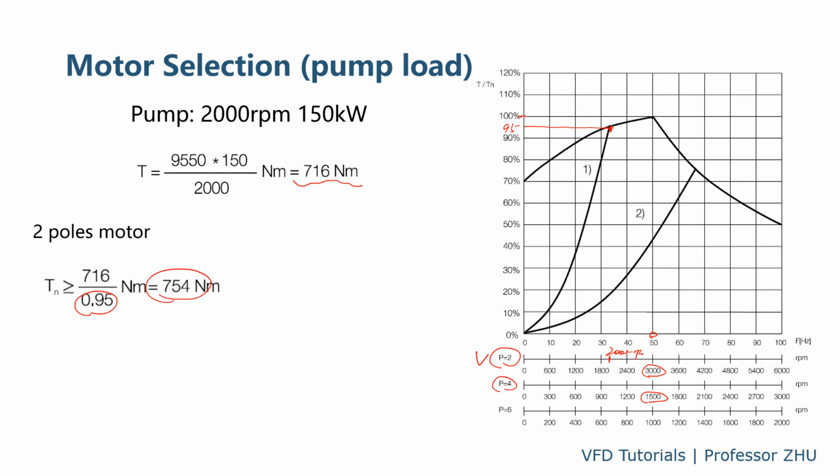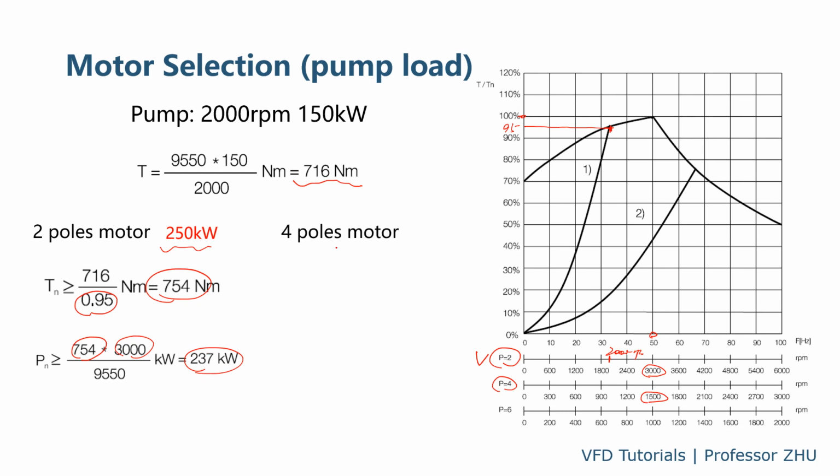We have the torque, and we have the rated speed of the motor as 3000 RPM. Then we get the rated power of the motor: torque and speed give us the power. For the standard motor it will be 250 kilowatts, a little bit higher than the calculated data. So the second choice will be to use a four-pole motor.